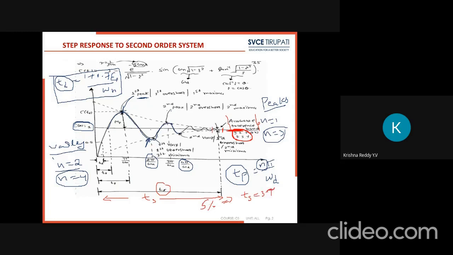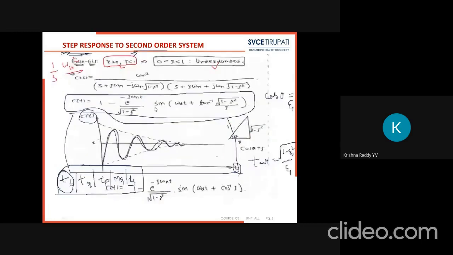3 times of tau, where tau is nothing but the time constant. Here we are getting the roots as minus zeta omega n plus or minus j omega n into square root of 1 minus zeta square. The time constant is nothing but the negative reciprocal of the real part of the dominant pole. Real part of dominant pole is minus zeta omega n. Then the time constant is 1 by zeta omega n.